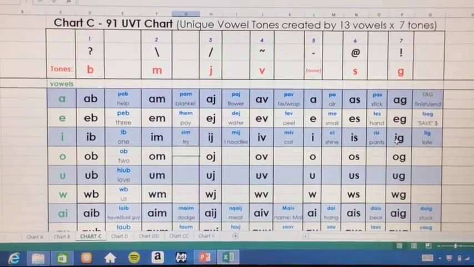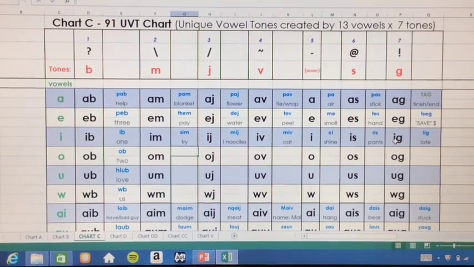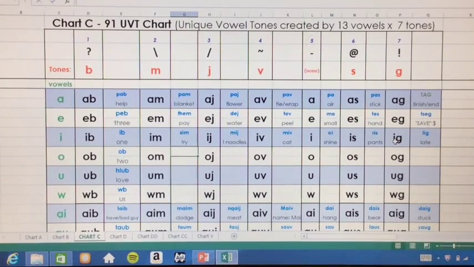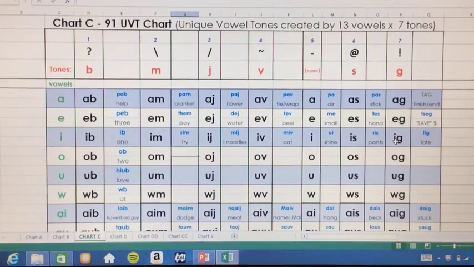First, when you start saying this, you're going to feel weird and funny, but if you master the tones, that is the fastest way to learn how to read and write Hmong. So let's just say you're looking at a word.